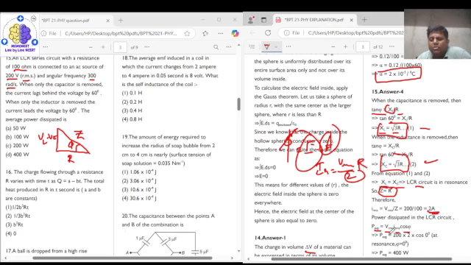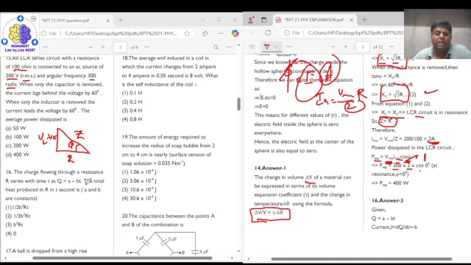Now P average is equal to VRMS into IRMS into cos phi. Because it is behaving like a pure resistive circuit, phi will be equal to 0, so cos phi will be equal to 1. Now putting the values, VRMS is equal to 200, IRMS is equal to 2, and cos phi is equal to 1. We finally get the average power as 400 watt. So the correct answer for question number 15 is option 4, that is 400 watts.